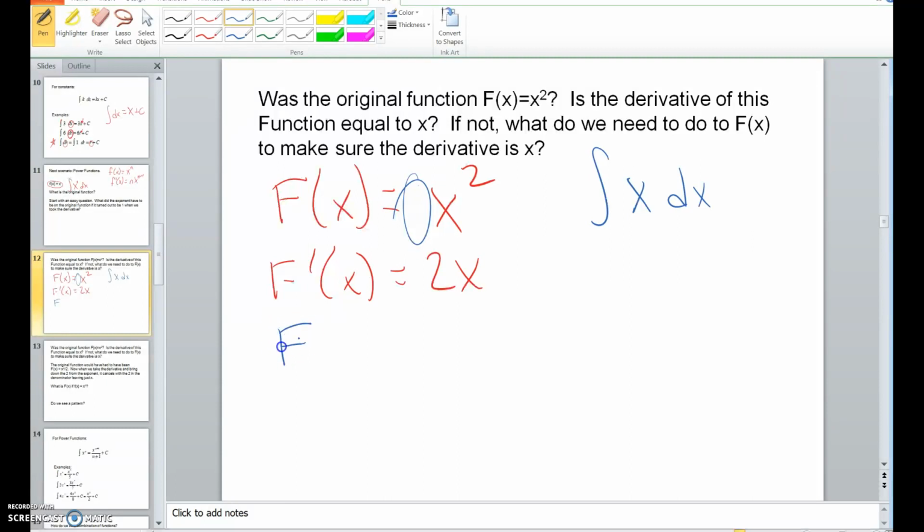So if the antiderivative is 1/2 x squared, then when we take the derivative of that function, we do in fact get x. So the antiderivative of x is x squared over 2 plus c. So we can do a couple more examples of this.